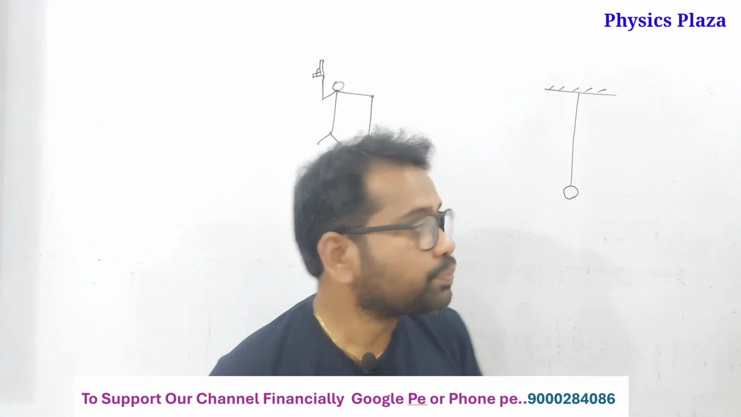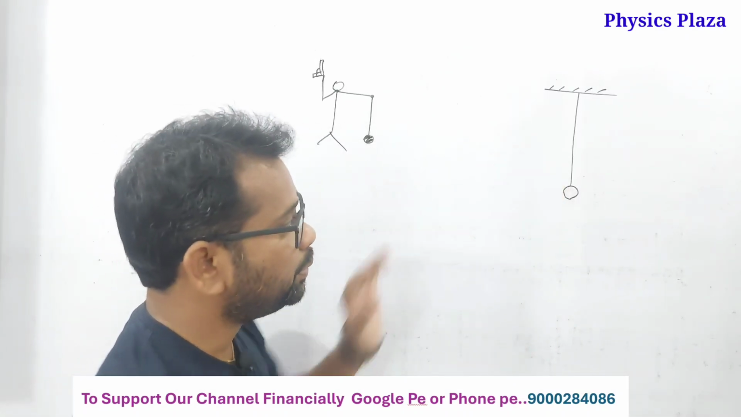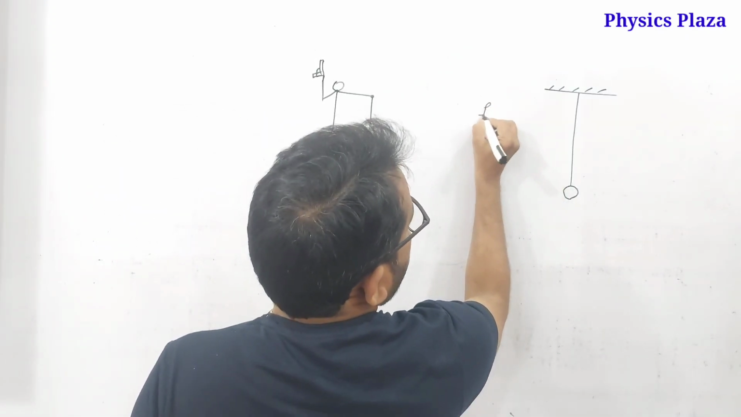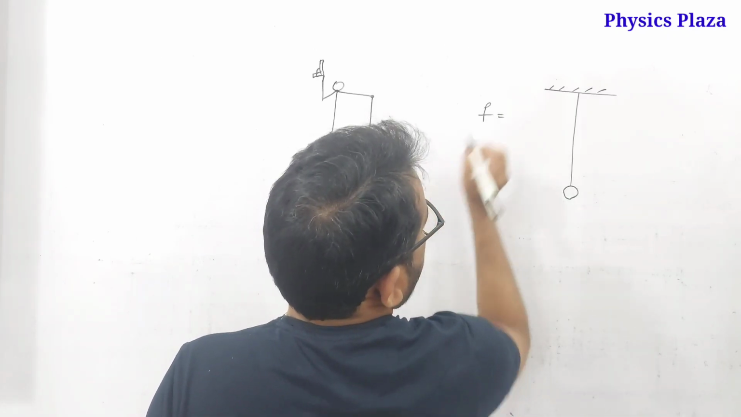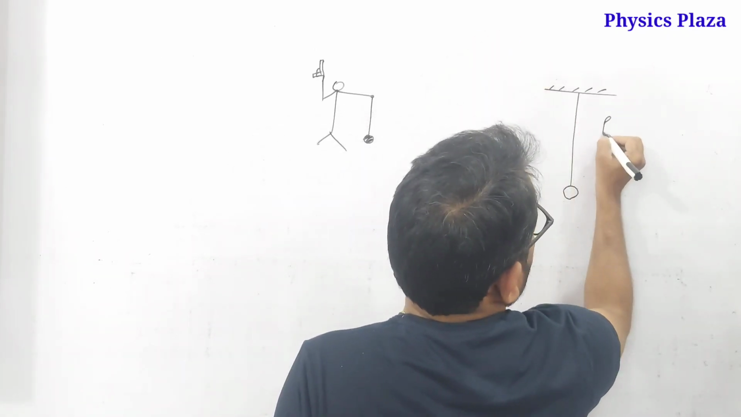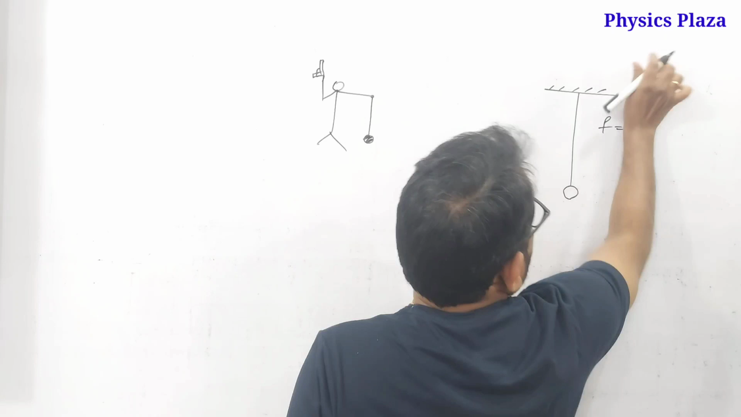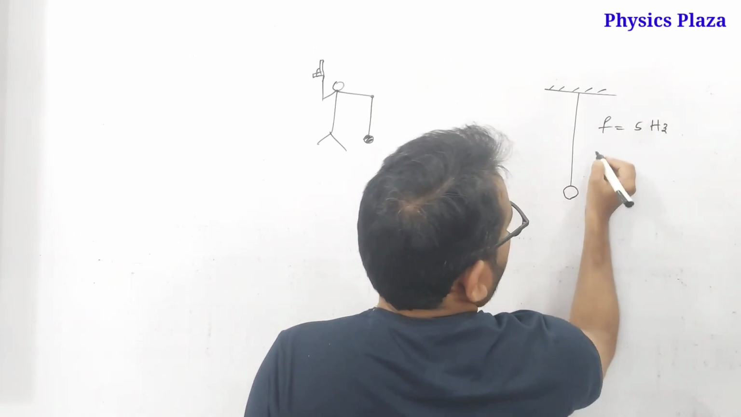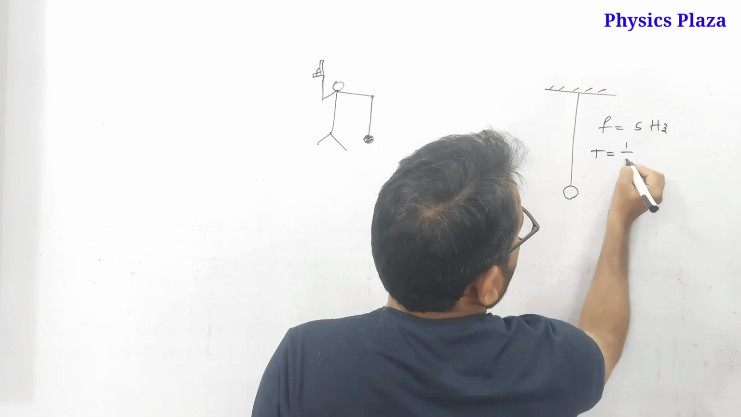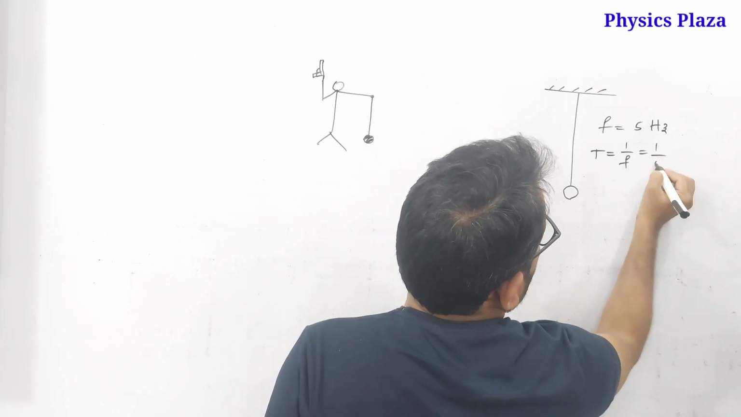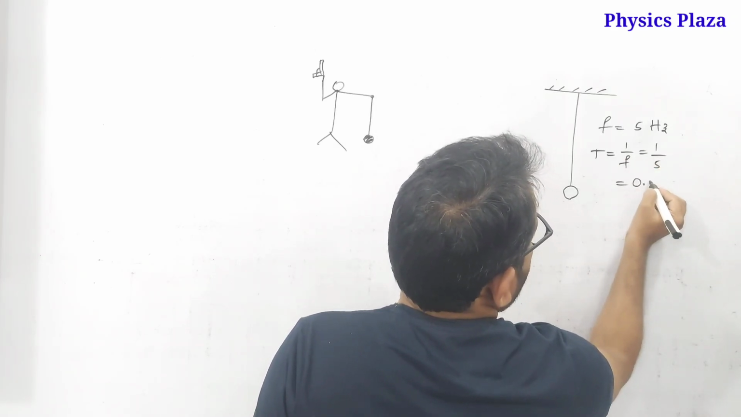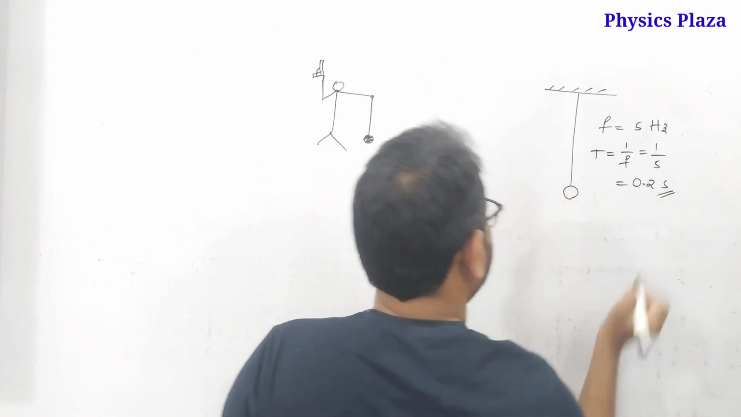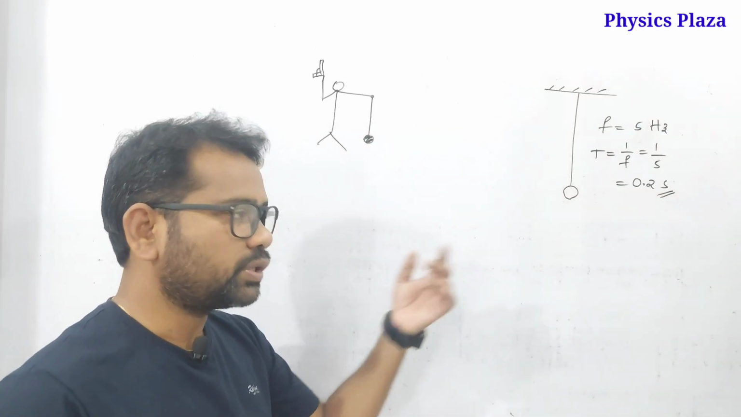Here one hint is given. The frequency of the simple pendulum is given as 5 hertz. The time period we know is 1 by frequency. It is 1 by 5, so it is 0.2 seconds for each oscillation. For one oscillation the time taken is 0.2 seconds.